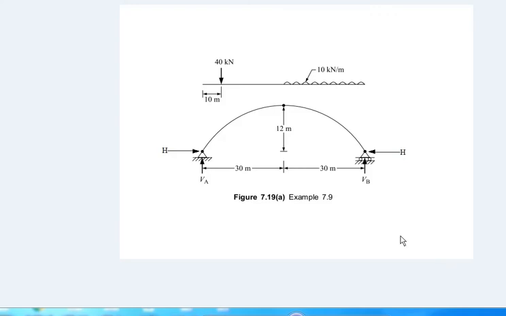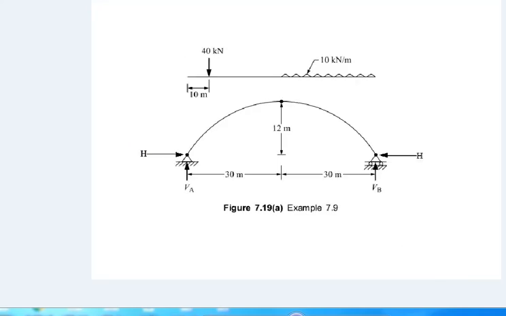So this is our arch. In this arch, if you take the moment about C, it is VA into 30 minus 40 into 20 minus H into 12. So this H into 12, if you deduct from the moment about C, then it is equal to the beam moment. Correct? It is equal to the equivalent beam moment at C. Correct?